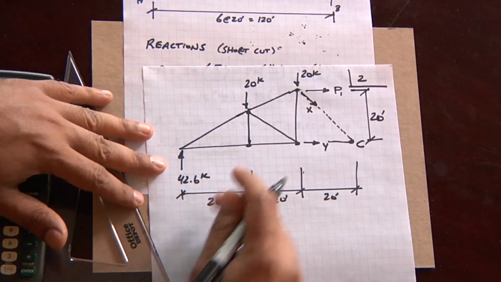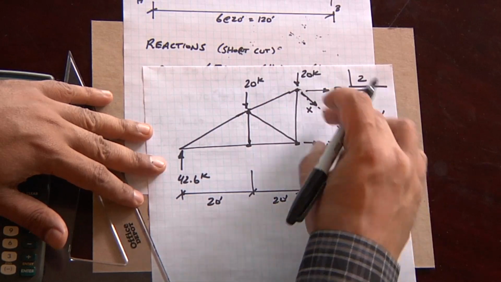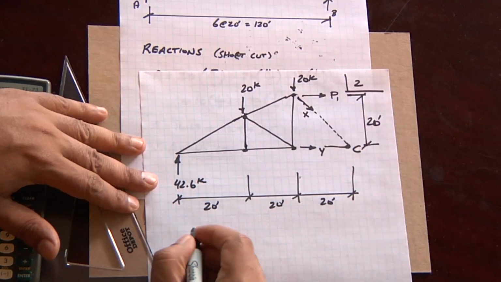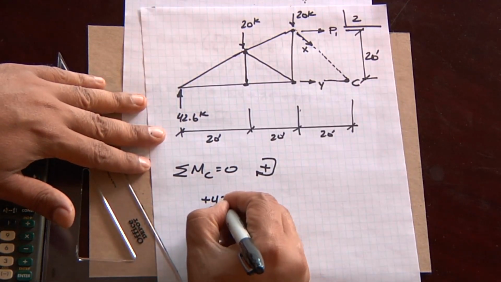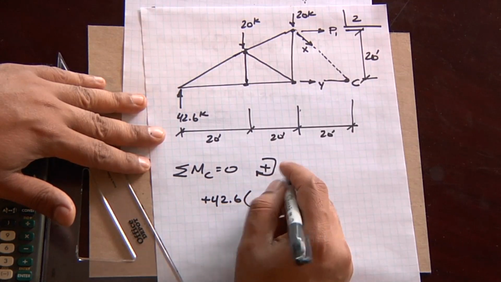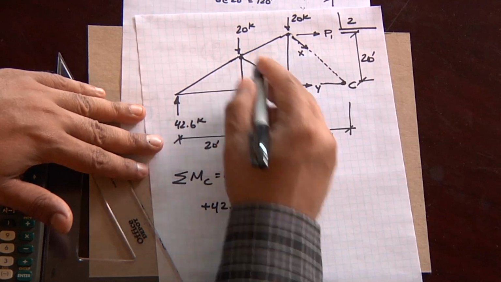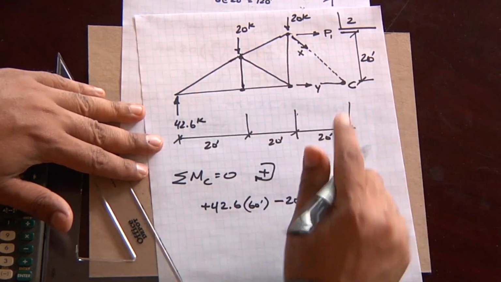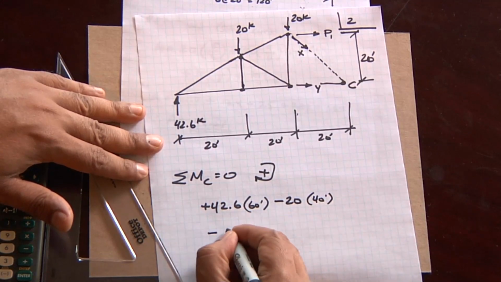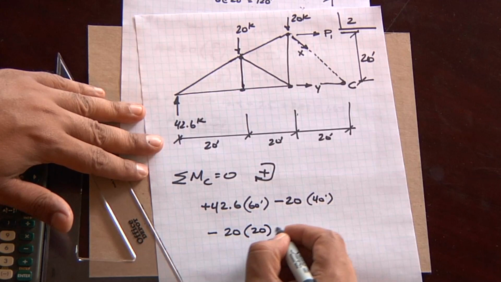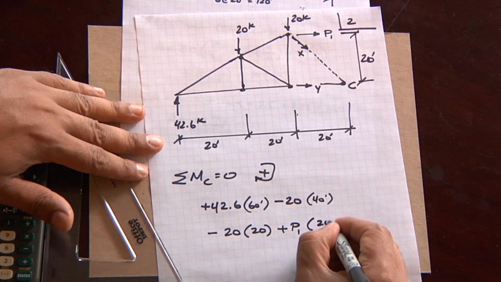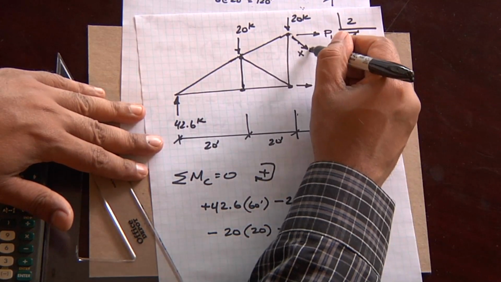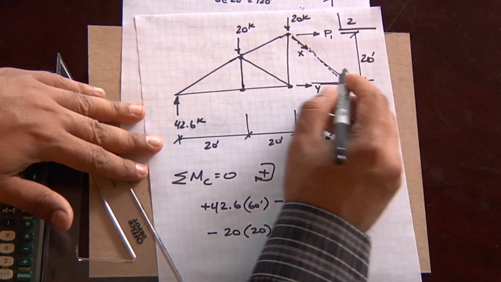This is called method of sections. I'm cutting a section through the truss, which allows me to eliminate the unknown so I can get one particular member size, or one particular member force. So summing the moments about point C equal to zero, clockwise positive, I get plus 42.6 times 60 minus 20 times 40 minus 20 times 20 plus, because P1 is going clockwise, P1 times 20 must equal zero. These two unknowns cancel because they don't have a moment about point C.